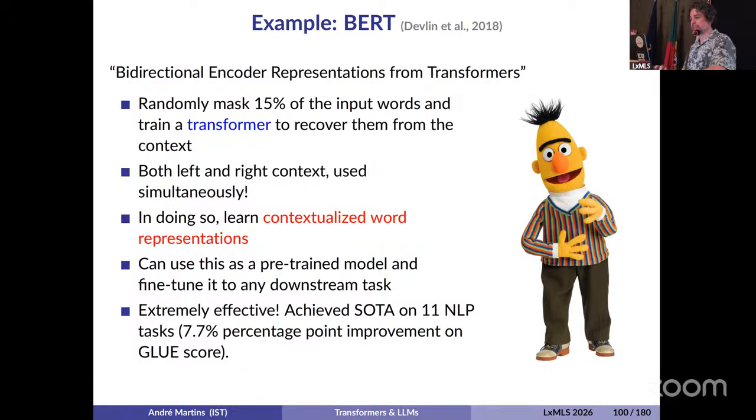BERT stands for bidirectional encoder representations from transformers. It uses this 15% masking probability that I mentioned earlier. The big novelty was the ability to leverage both left and right contexts. And as a byproduct, they learn contextualized word representations. So what the work that built on top of BERT did was to take these representations out and fine-tune the model for new tasks, and this was a very effective strategy.